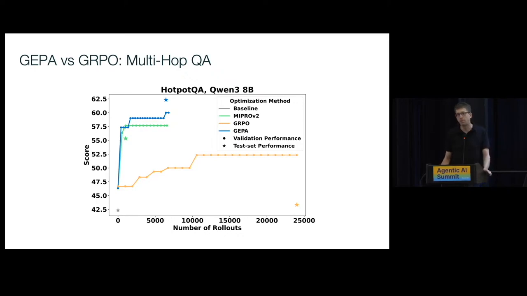So this is an example where you teach a model to do multi-hop search and question answering on this benchmark called HotpotQA. And we compared it with GRPO, which is the premier way to do reinforcement learning with verified rewards. And you can see we ran GRPO up to 25,000 rollouts. Actually, people run it for hundreds of thousands for this, but it's getting better, but very slowly. And then we ran GEPA and MIPRO, which is an older prompt optimizer. It's also part of DSPy.